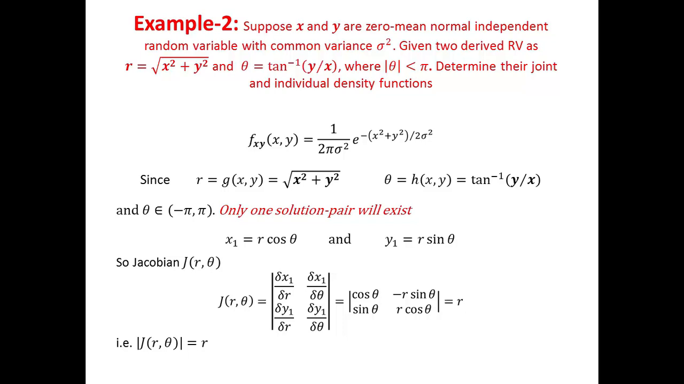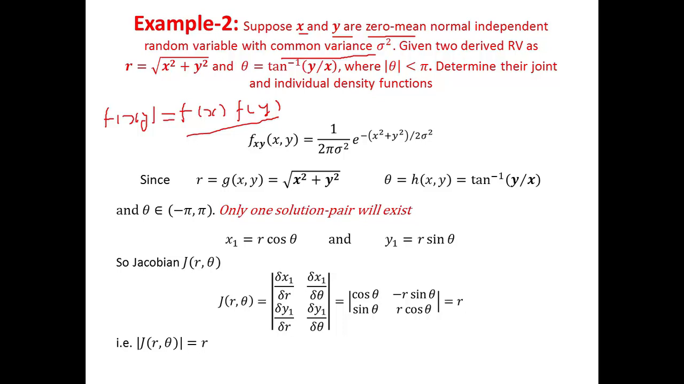In the second example, we have two random variables x and y. They are normal random variables, meaning Gaussian random variables, having zero mean and common variance sigma square. Along with that, they are independent of each other. So if this happens, then f_XY will equal f_X into f_Y because they are independent. Both x and y are Gaussian random variables having zero mean and variance equal to sigma square.